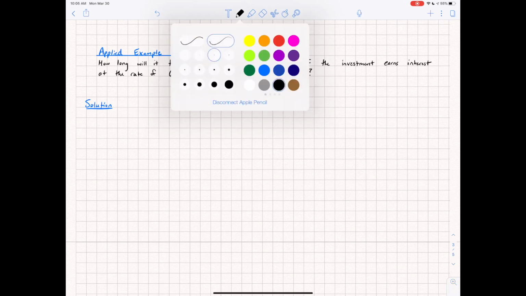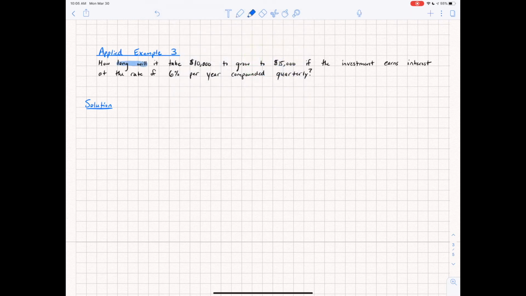So notice that right off the bat, I am looking for time. So I want to know what t is equal to. $10,000 to grow to $15,000. So 10,000, recall, is my principal, and 15,000 is my accumulated value. If the investment earns interest at the rate of 6%, so r is going to be 0.06 per year, compounded quarterly. And remember that compounded quarterly is how many times I'm going through and doing it. And I think we used m in terms of our formula.